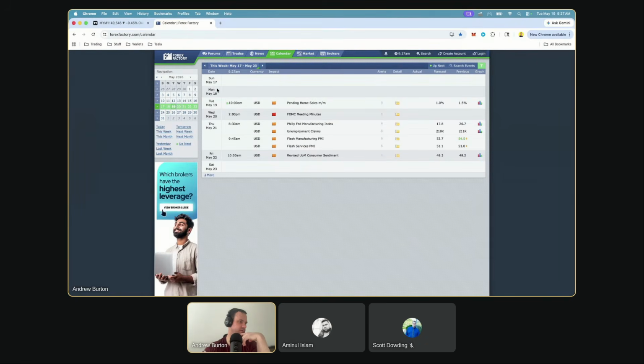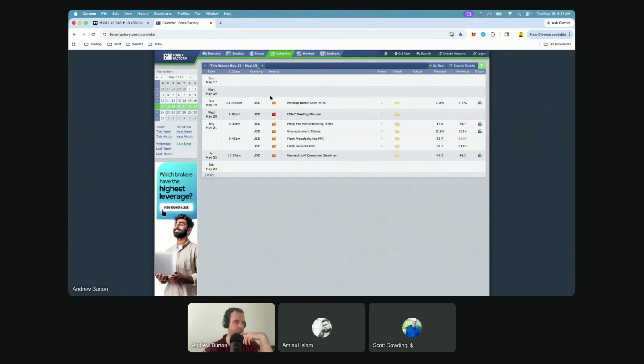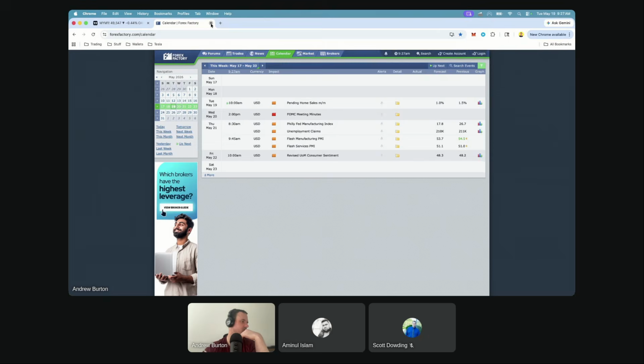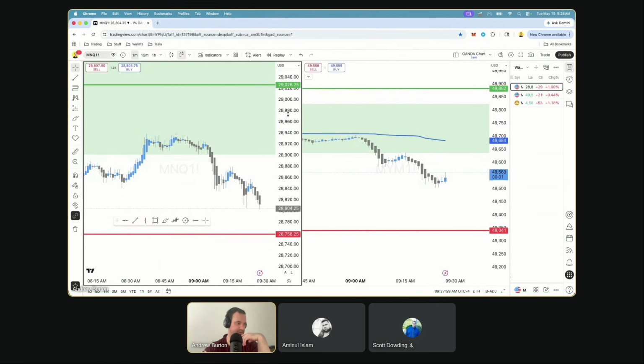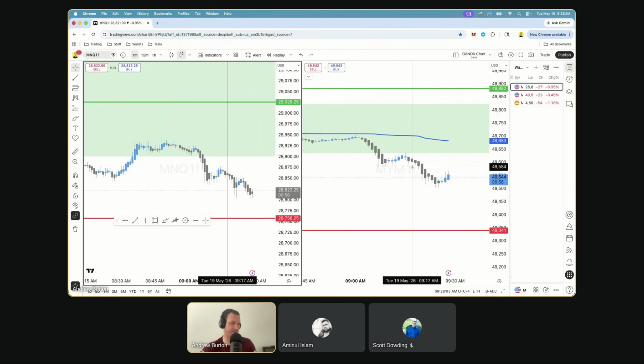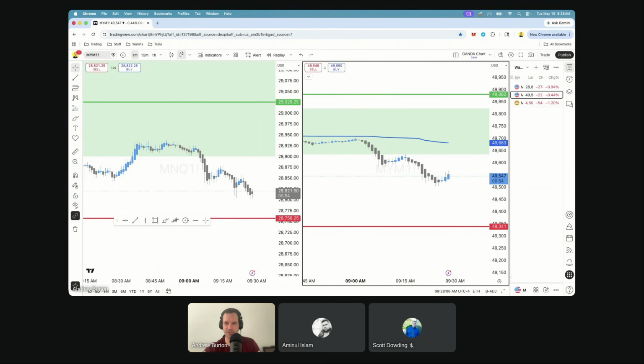Okay, so the next thing I do is I always go and check out if there's any news. Today we have orange folder news, which is nothing. It's pending home sales, so trading is fine. We can trade anytime today if we want. And yeah, we'll just wait around here for the market to open and then we'll get going.